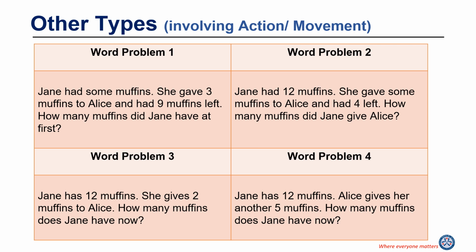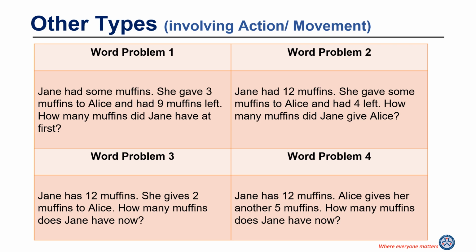Word problem 3. Jane has 12 muffins. She gives 2 muffins to Alice. How many muffins does Jane have now? Word problem 4. Jane has 12 muffins. Alice gives her another 5 muffins. How many muffins does Jane have now?